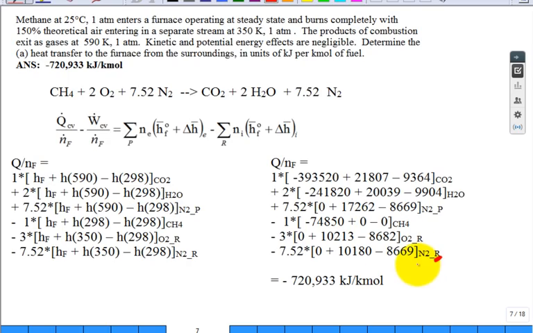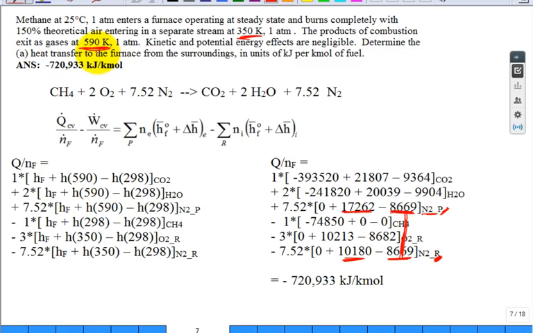This will be at 298. This will be at that, what did it come in at? 350. And then here is nitrogen in the products. Here's the same molar enthalpy at 298. But this molar enthalpy is not at 350, the inlet temperature. It's at 590, the exit temperature. Not only are the equations long, but you have to go and get a lot of numbers out of tables.